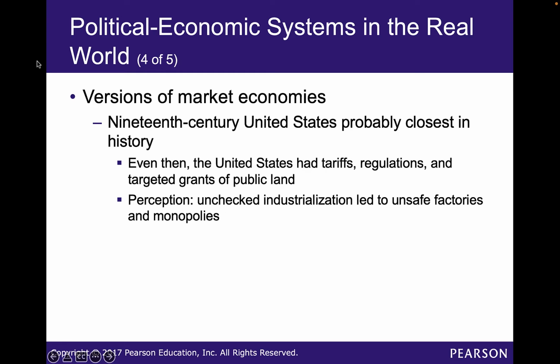So that's a monopoly. So I don't think we really need to go in depth and analyze monopolies because I'm pretty sure you have a handle on it. Also, that we talk about unsafe factories.